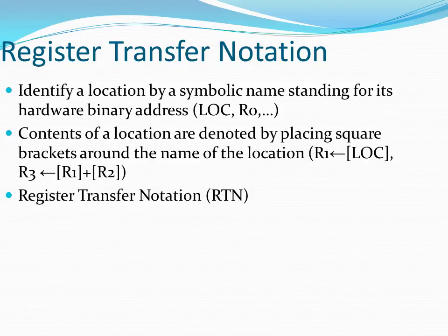So for example, LOC in the braces we can represent. What is the meaning of this one? R1, the location arrow marks indicating to R1. Here the information present in location is transferred to register. And the next one, suppose R1 and R2 are added and these are stored in R3. It means the R1 contents and R2 contents are added and the result is stored in R3. So this is nothing but register transfer notation.